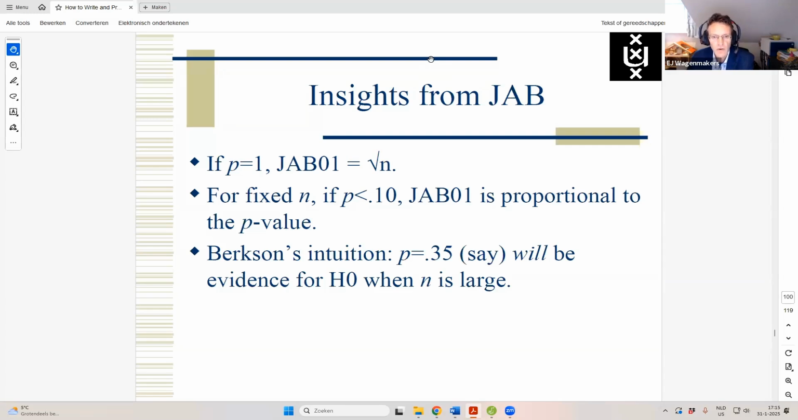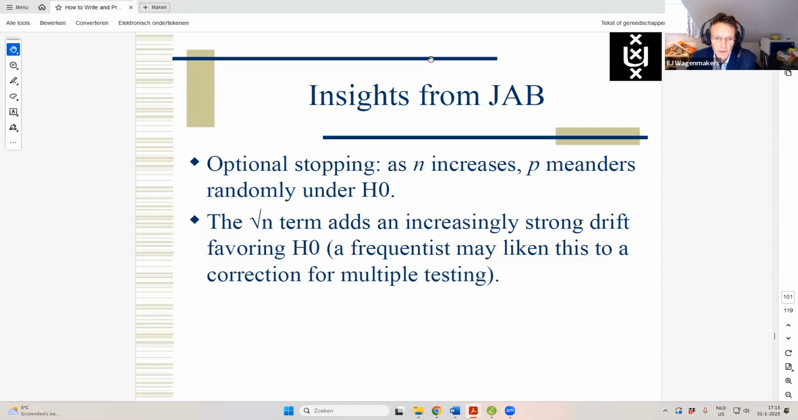And there's also this intuition that I mentioned before. It was actually due to Berkson, that the same p-value will actually be evidence in favor of the null when your sample size is large, right? Because there's this square root n term in that evidence. Now, the equation also says something about optional stopping. As sample size increases, that p-value randomly moves about, but not if you add the square root n term, because the square root n term drives you in the direction of the null as you get more and more observations.